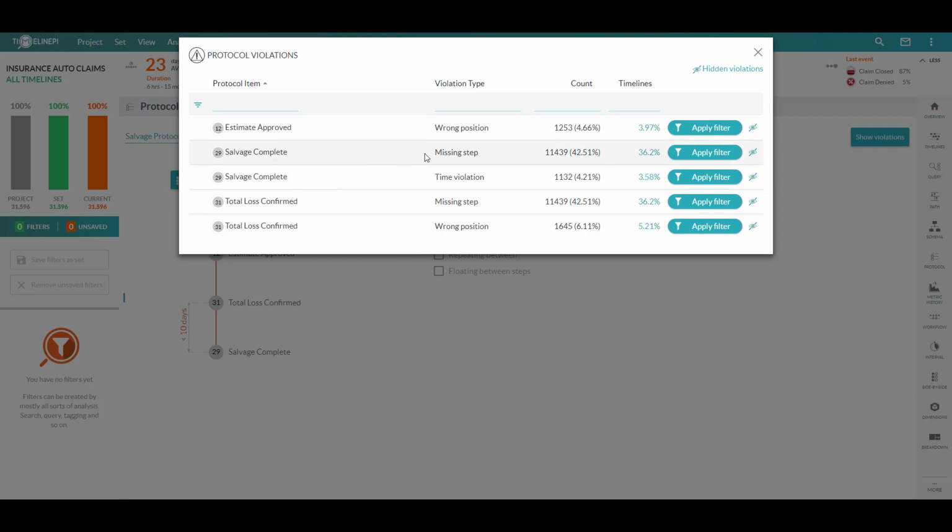It's showing me when a step was missing, if something happened in the wrong position, if we had a time violation, and I could very easily drill in to understand more about any one of these violations and the claims that have exhibited that behavior if I have interest in doing so.